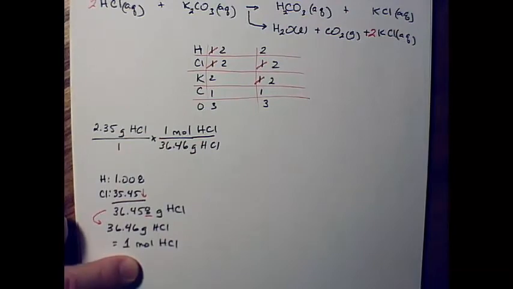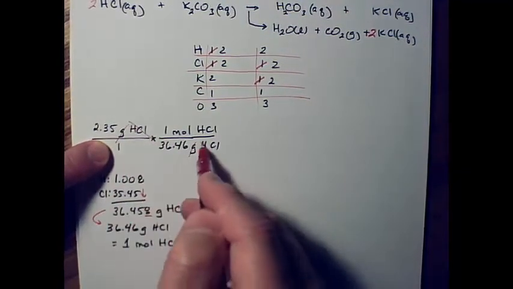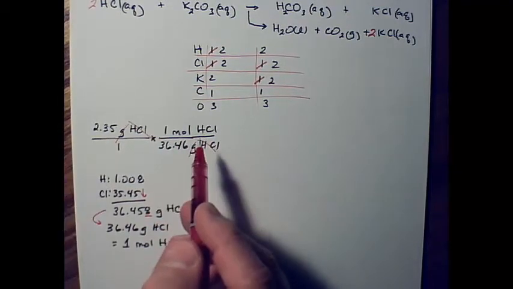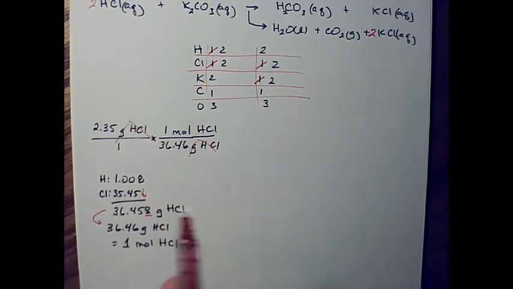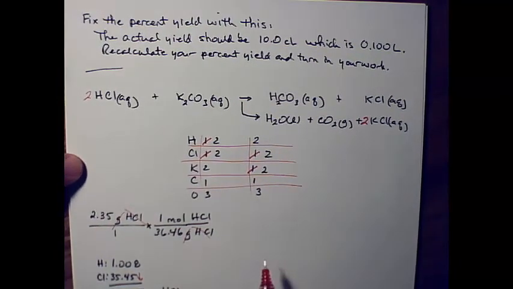And we did that because it allows us to cancel out grams and hydrochloric acid, and that leaves us with moles of hydrochloric acid, which is where we have to be. In order to go from one species to another, we've got to go from moles of one thing to moles of another. So we now have it in moles, and we're ready to do the molar conversion.